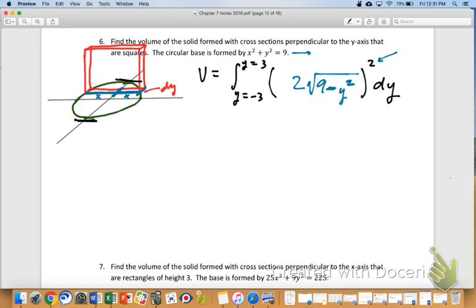So this would be one that you could probably do fairly easily without Math 9. But for now, let's just use Math 9. Let's figure out what this would be. Find this volume, and then we'll move on.